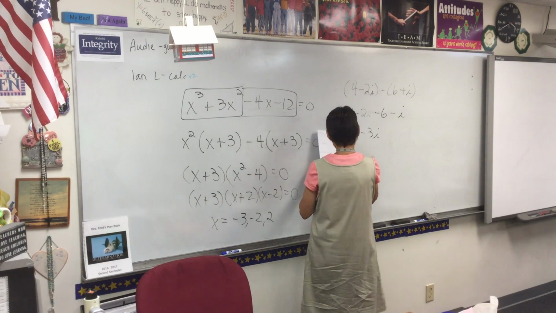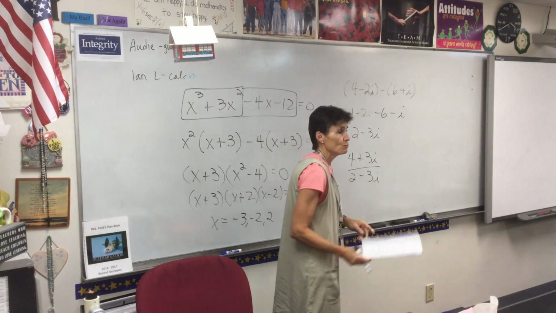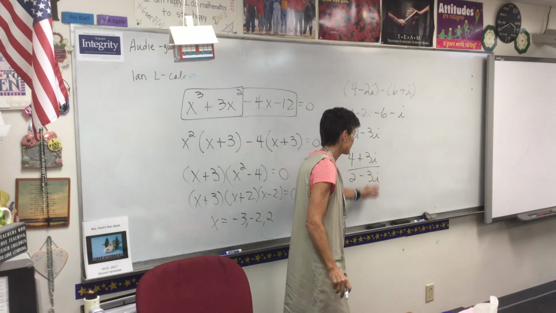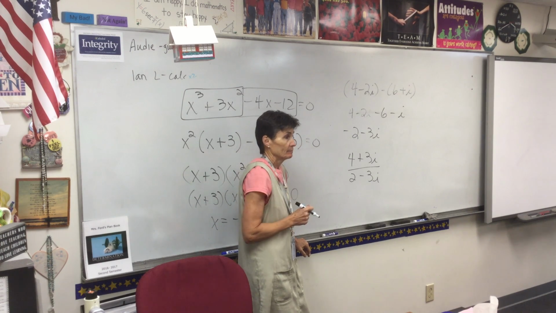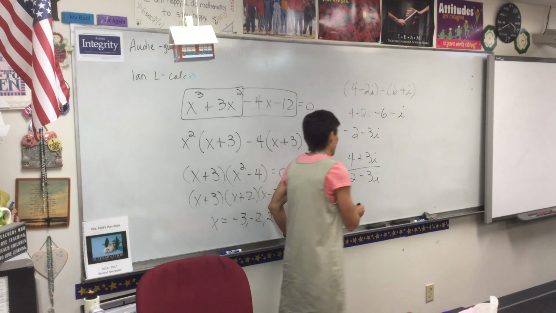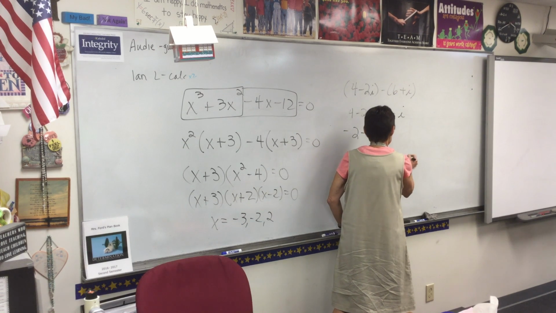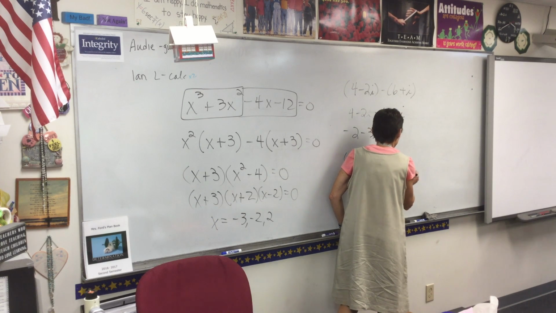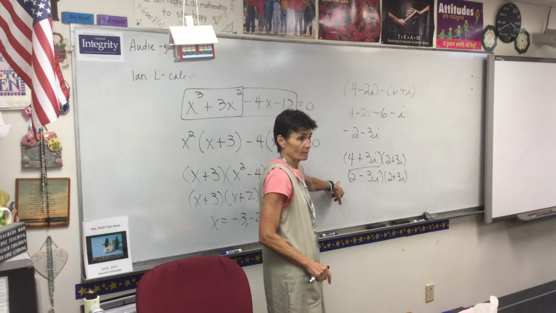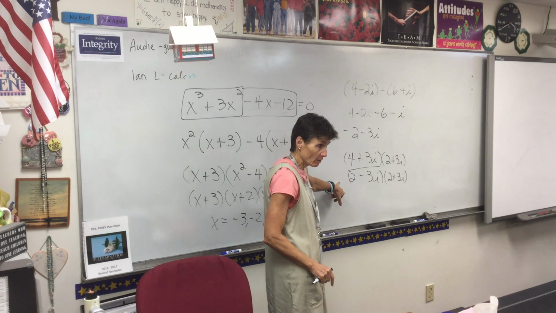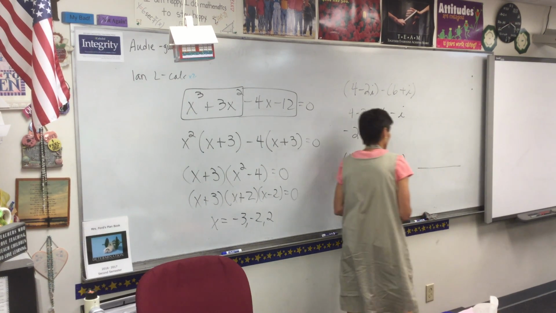What about this guy? This is going to be a little bit more labor intensive here. Do not cancel. Oh my goodness gracious. There is no canceling that can happen. I'm going to multiply top and bottom by 2 plus 3i, which is the conjugate of the bottom here. Now I'll FOIL, right? Yep. On the top and the bottom, I'm going to FOIL.